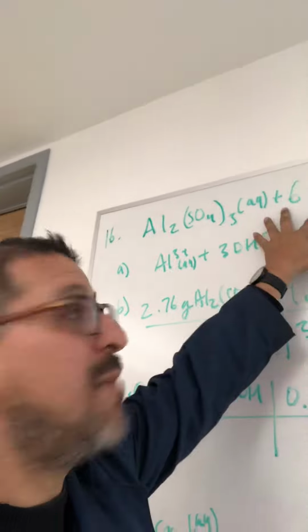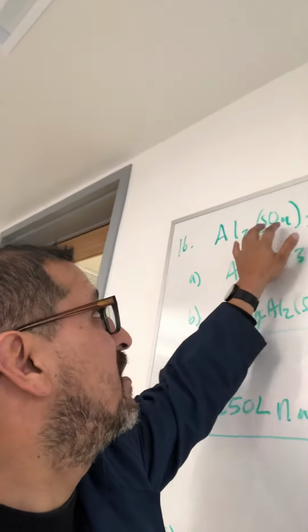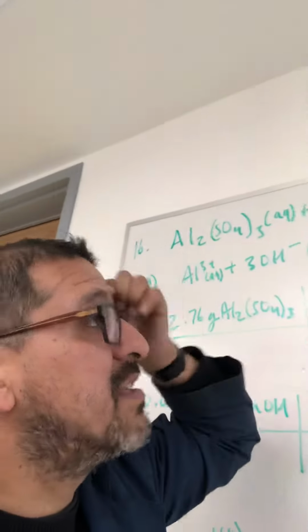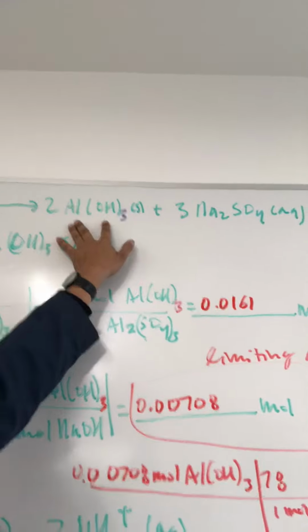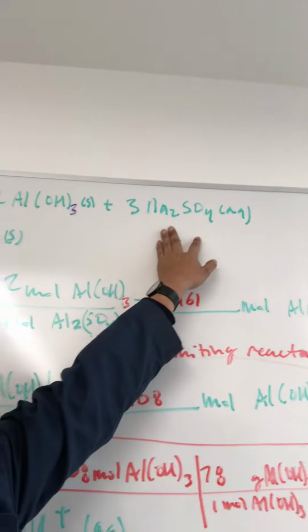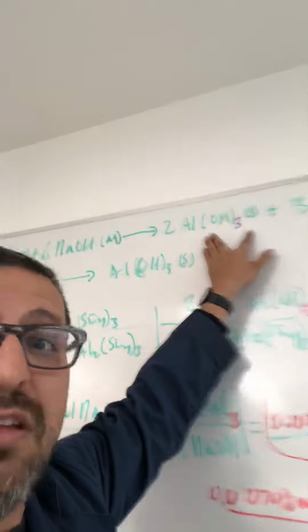Then let's figure out what happens. Think of this like a double replacement reaction. The OHs go to the Al, and the SO4s go to the Na. And there you have it. So you have the Al(OH)3 and Na2SO4. Then we look at the precipitation chart, and we find out that this is our solid precipitate.